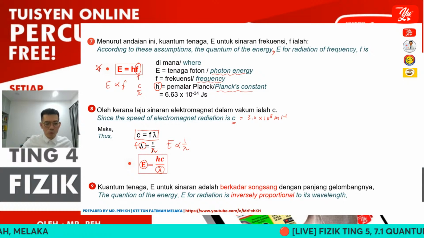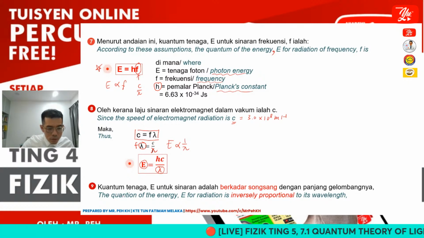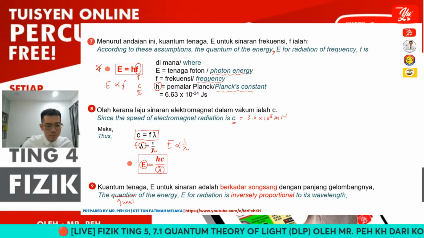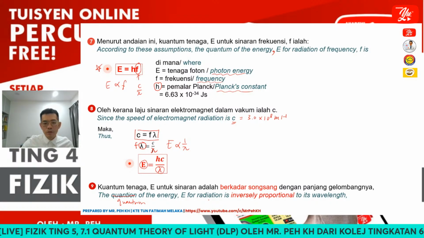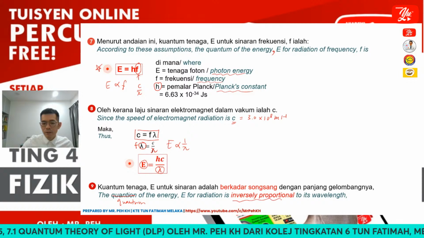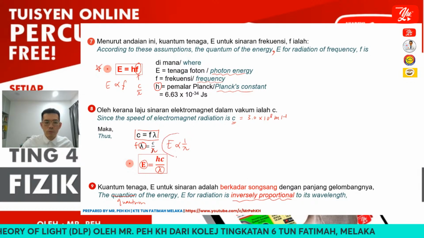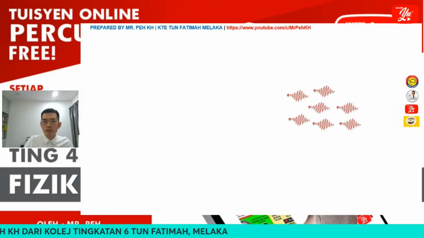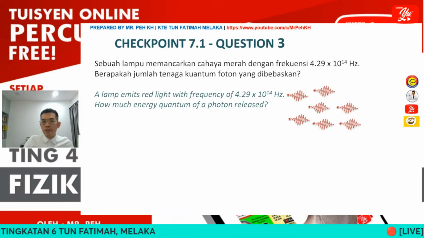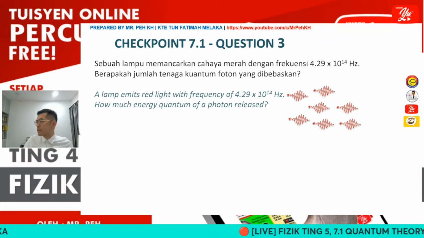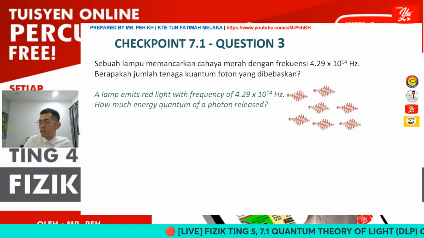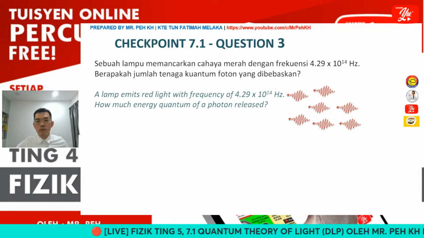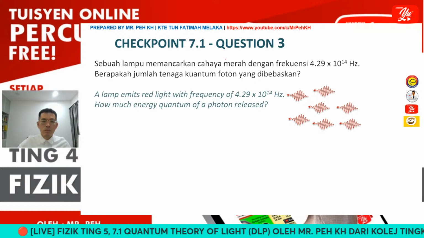Okay, so here the quantum of energy E for the radiation is inversely proportional to the wavelength. So it will be this formula. Okay, so we have already finished our second learning standard. Okay, so let us discuss the related question. So question number 3.